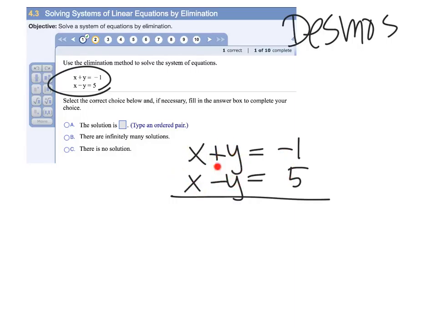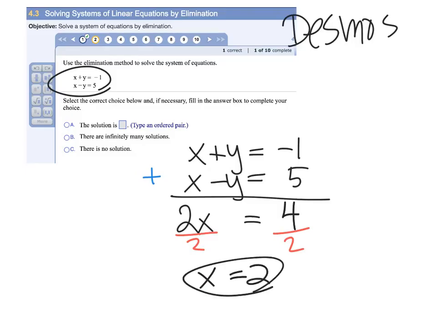And I can see that, again, the y's are opposites. So that means I could just add these two rows together. So I get 2x, because x plus x equals 2x. I see the y's are going to cancel out. And then I got -1 plus 5, that equals 4. So again, I'm going to divide both sides by 2, and I get x equals 2.